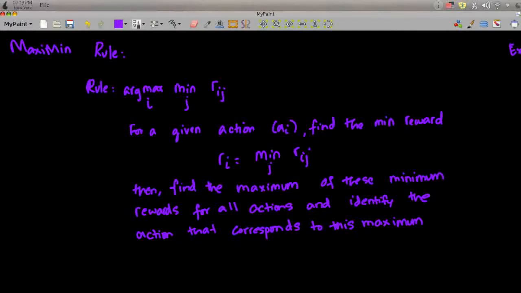Here, the i's would correspond, according to my definition, to action indices and the j's would correspond to state indices. So if you want to follow this video, you might have to watch the state action model video first to understand what I'm talking about. I'm going to assume we have a set of actions, we have a set of states, and we'd like to find an optimal decision.